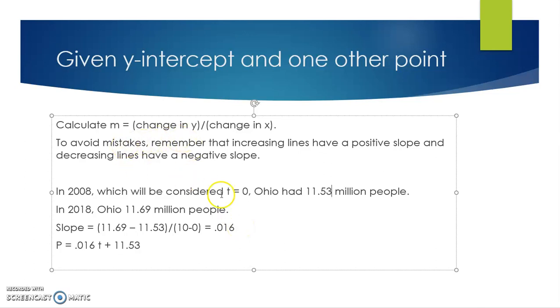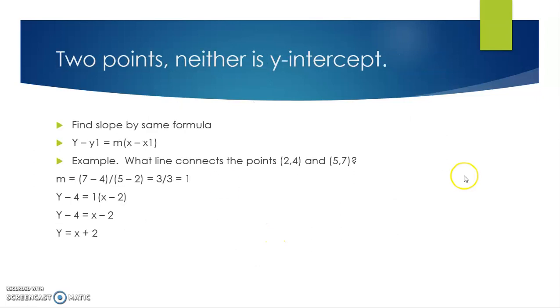And since I'm considering 2008 to be time 0, right here's my beginning population. So that's my y-intercept. So I've got population is the slope multiplied by my other variable, t. That's not a plus sign, that's a t, plus my y-intercept, my beginning amount, my 11.53. Okay. What if I have 2 points and neither one of them is the y-intercept?